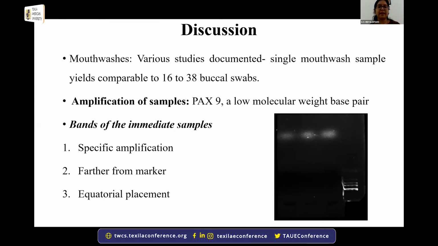Now, amplification of samples was done with PAX9, which is a low molecular weight gene. Here, we have to note that these are immediate samples, and they showed specific amplification. All the samples were present in the equatorial region and they were farther away from the marker. This marker was a high molecular weight marker, whereas the PAX9 gene from which we wanted specific amplification was of low molecular weight. So we can note that everything was an equatorial placement. Specific amplification was carried out, farther away from the marker, suggesting that the particular amplification that we wanted was successful.